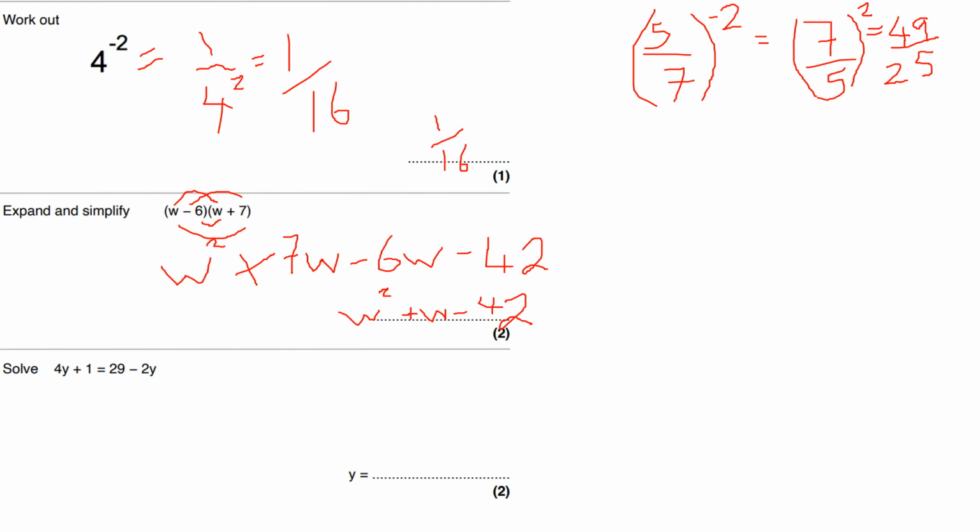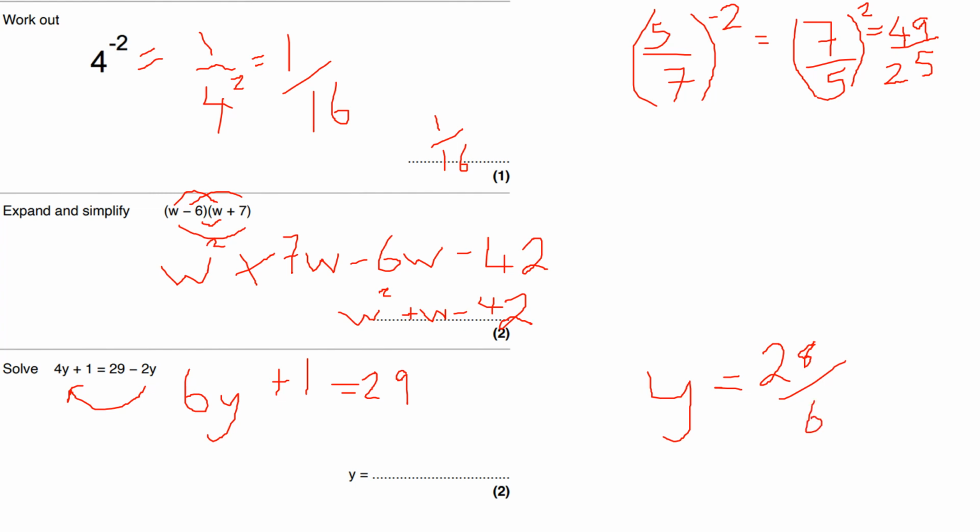Next one, so 4y plus 1 equals 29 minus 2y. We're going to add 2y to both sides. So we're going to have 6y plus 1 is equal to 29. Subtract the 1 on both sides and then divide by 6. We get that y is equal to 28 sixths, which again, we can leave as it is, or if we simplify it, we get 14 thirds.